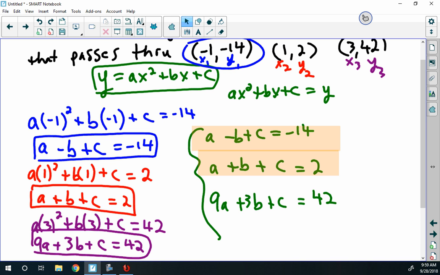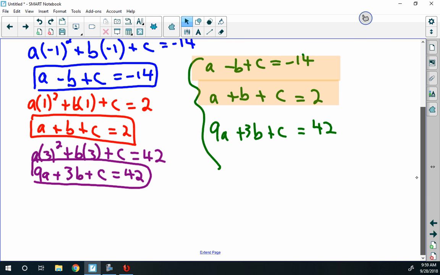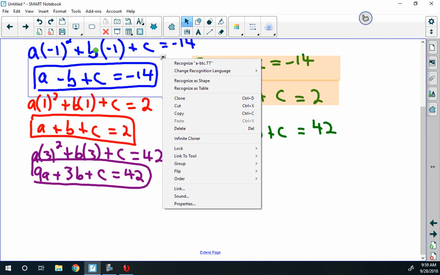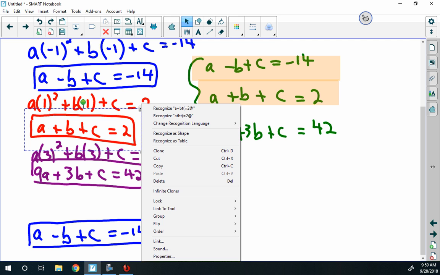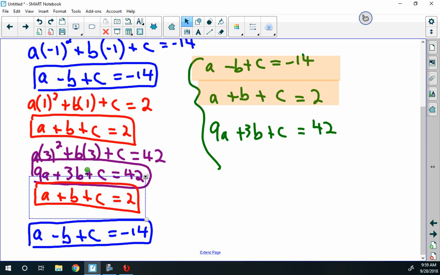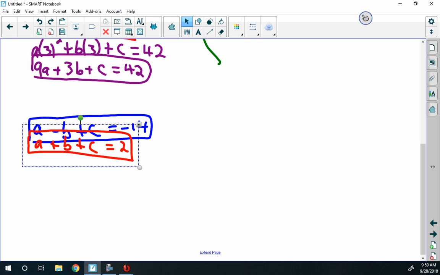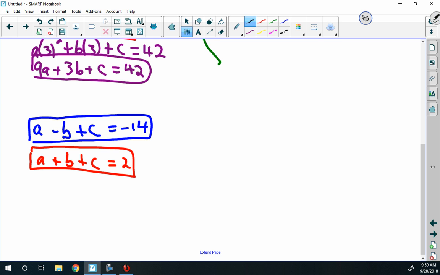So if I take those two equations and add them, in other words, I take this blue one and add it to this red one, that's going to give me something where the b's go away. The b's cancel, so I get 2a plus 2c is negative 12. You with me so far?